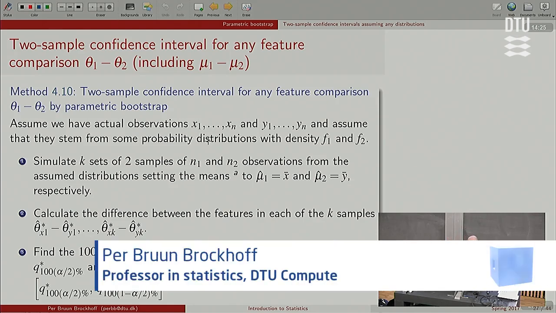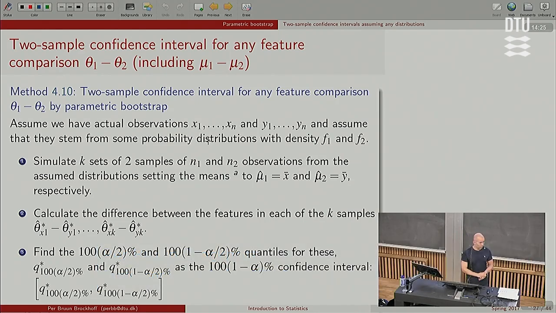Second method box of parametric bootstrapping. Now we are going to compare two samples, not only one sample. So I'm going to do a confidence interval for the comparison of two features, for the difference of two features. It could be the difference of two means, but it could also be the difference of other features.